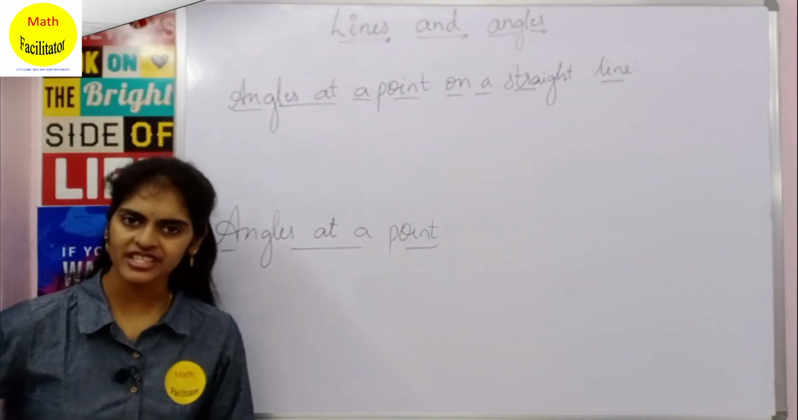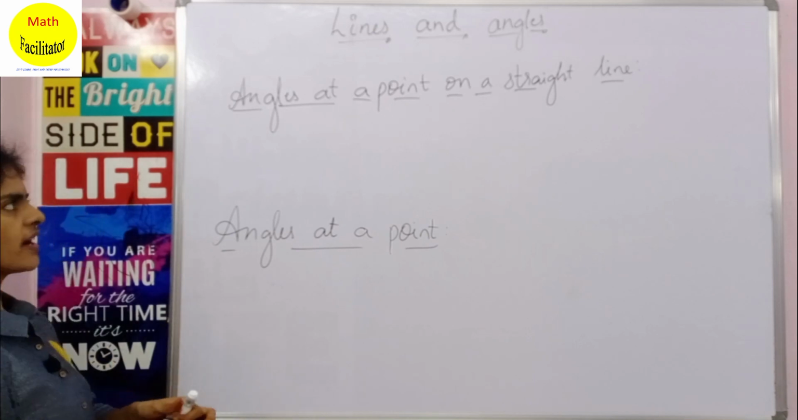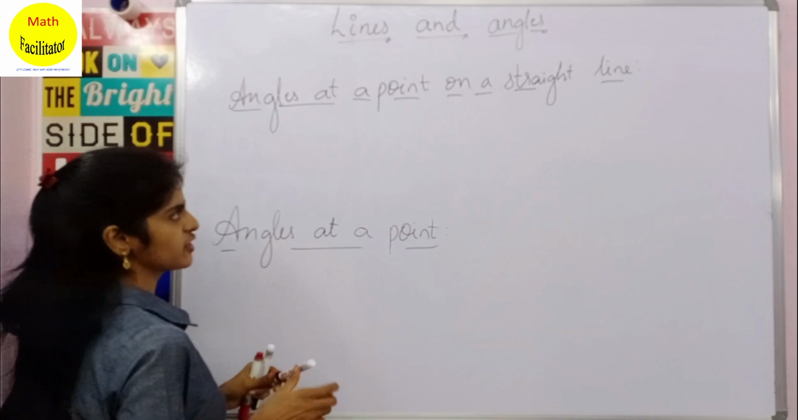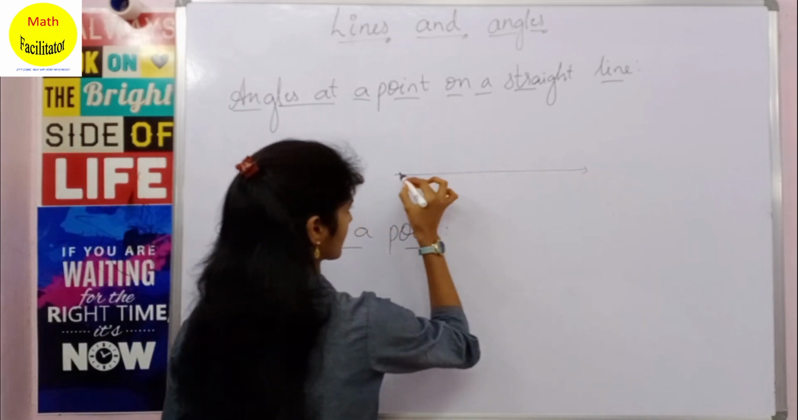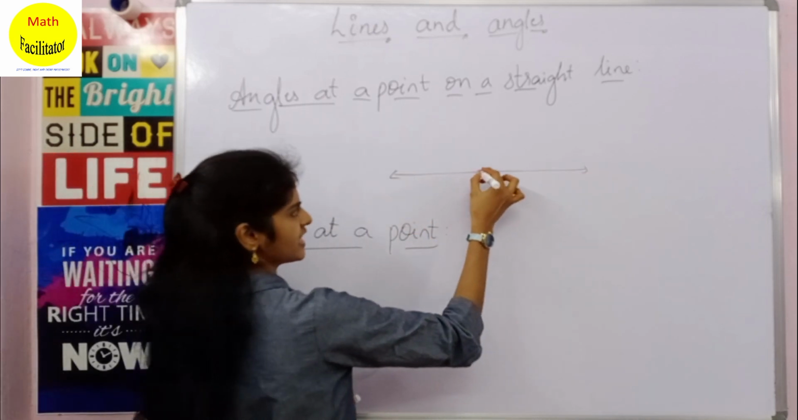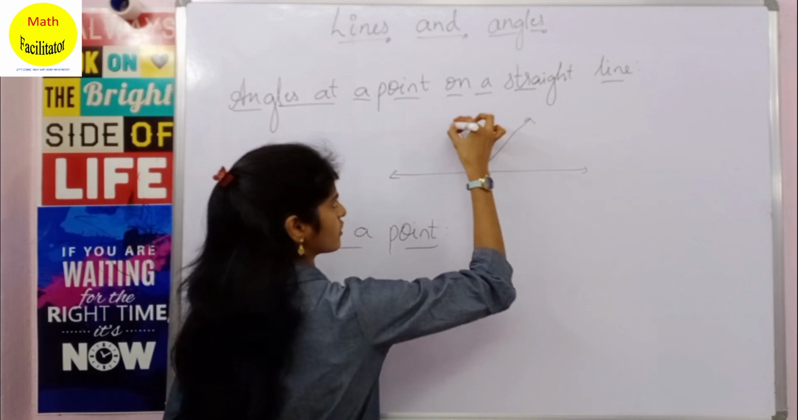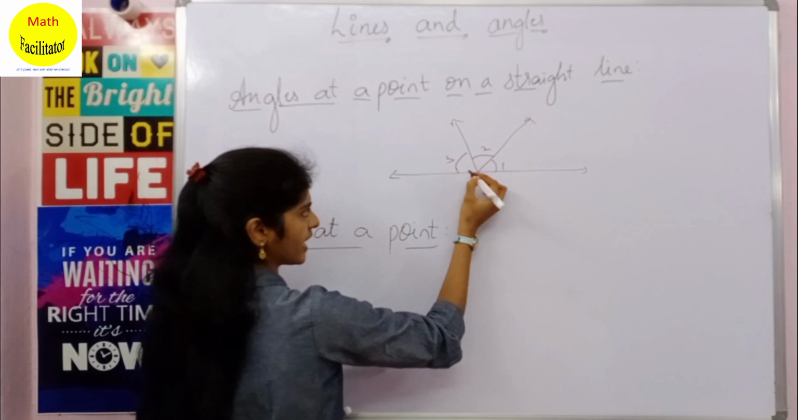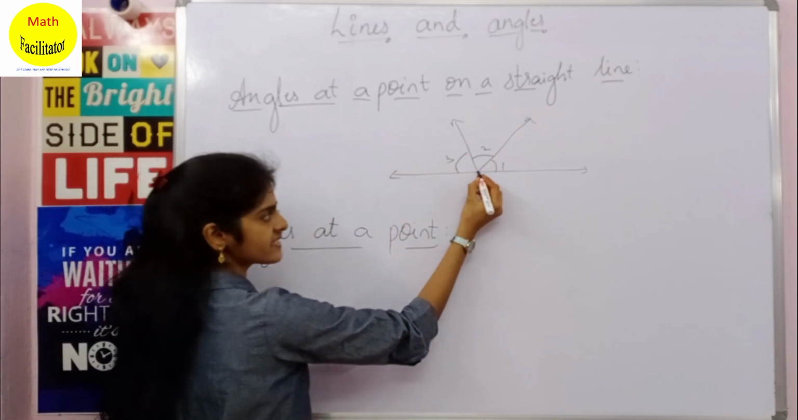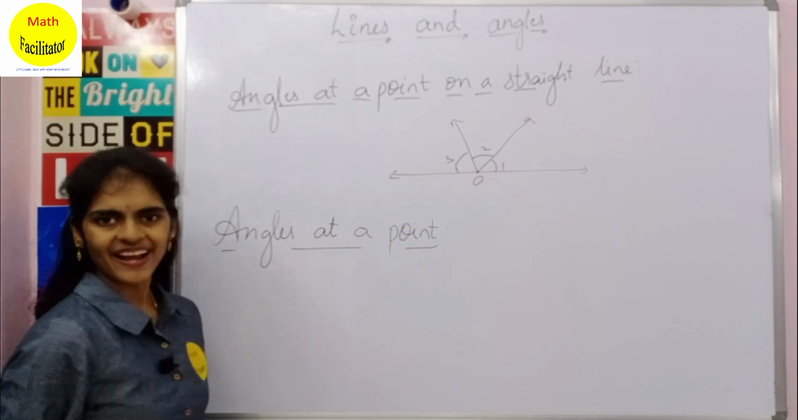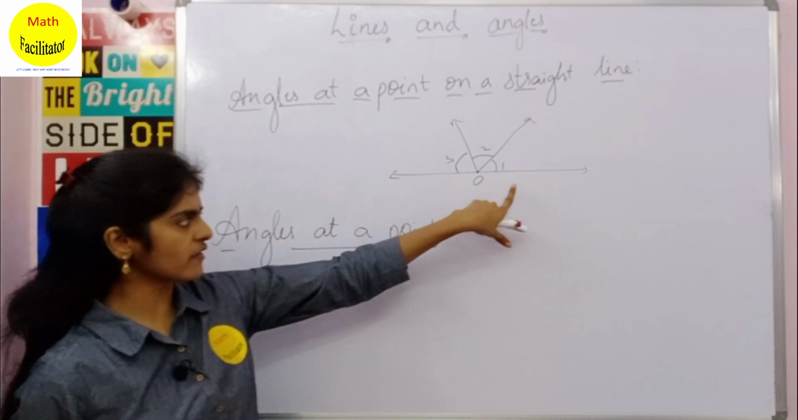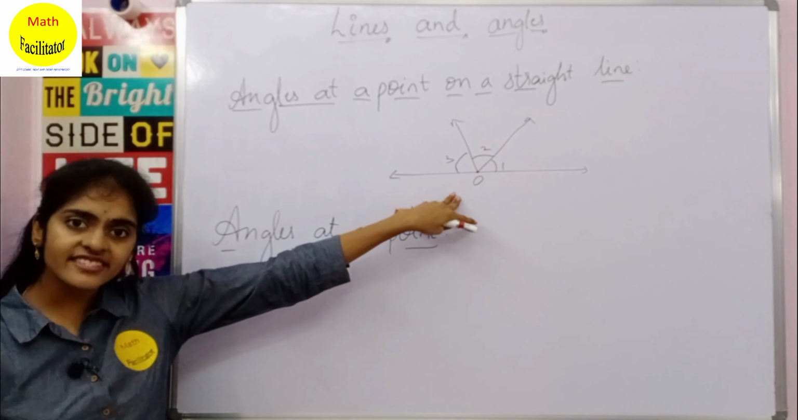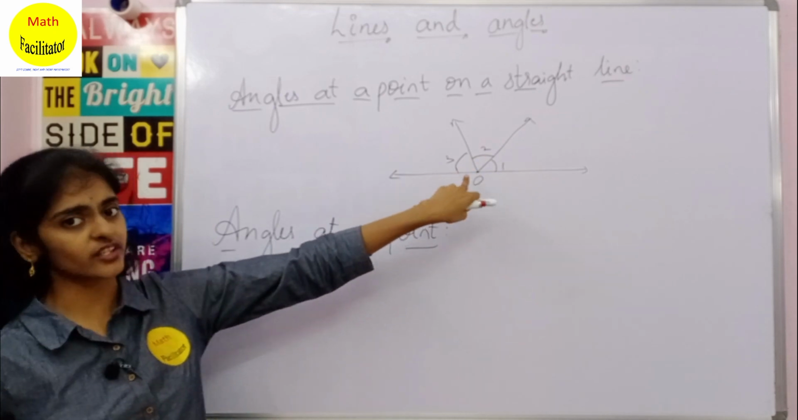Now moving on to the next concept, let us see what is the angle at a point on a straight line. Suppose you have a straight line in this way, and there are some angles formed with the straight line. So this is angle 1, angle 2, angle 3. Now all these angles are formed at a single point O. So you have a straight line and a point O on the straight line, and all these are angles formed on this straight line at this point.